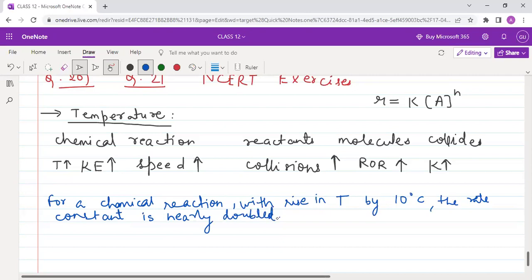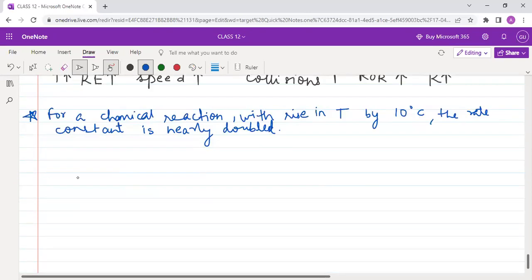So this basic should be clear to you: rate of reaction will increase with increase in the number of collisions, and on increasing the temperature, speed of the particles increases or the kinetic energy of the molecules increases, and that will lead to more collisions and more will be the rate of reaction. And this is an observation that with 10-degree rise in temperature, the rate constant is nearly doubled. Now we have to talk about a relationship between rate constant and temperature because we are studying the effect of temperature on rate of reaction. So we have to study a relationship.